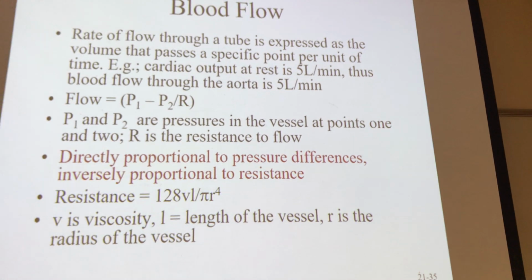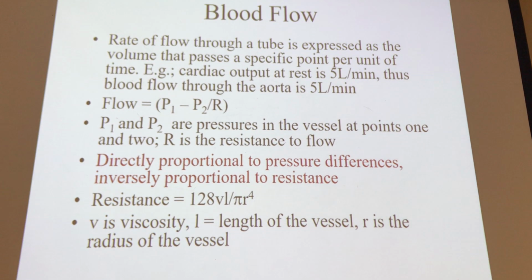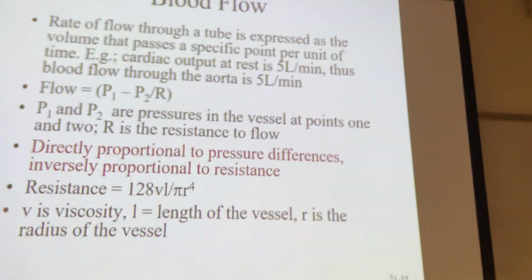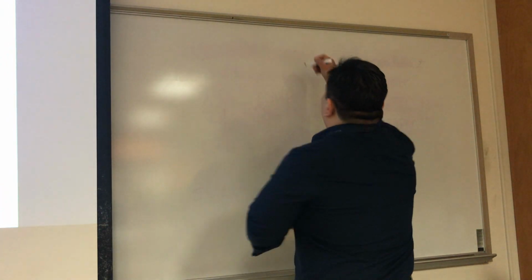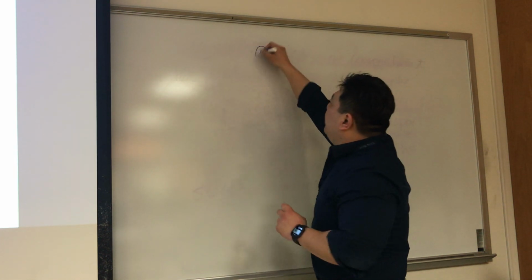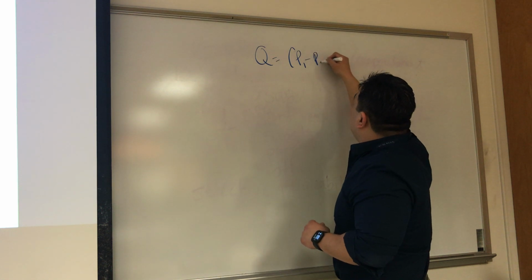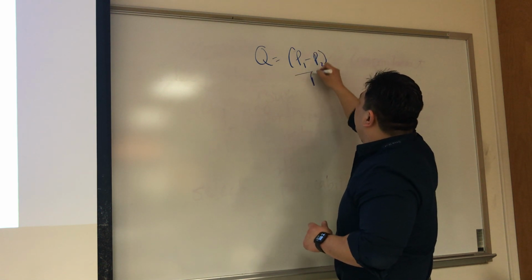The rate of the blood flow is dependent on pressure difference divided by the resistance. Now, what do I mean by this? Right, by seeing it right here as we write it down. Let's think about the flow right here. Flow is dependent on P1 minus P2 divided by resistance.